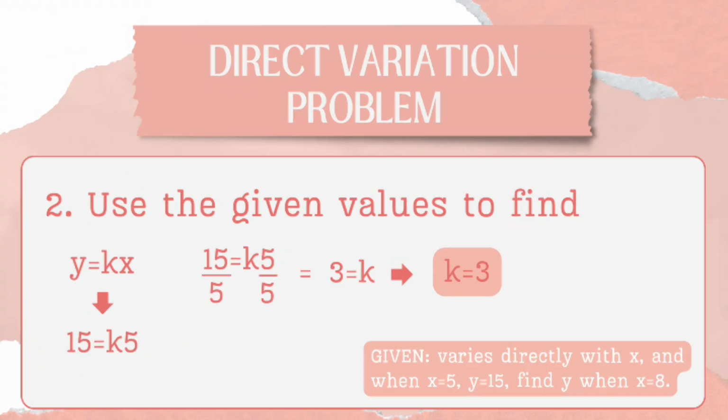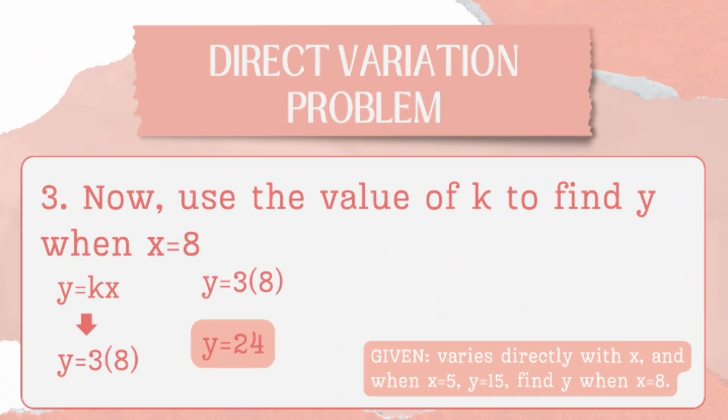Number 2. Use the given values to find k. y equals kx turns into 15 equals k times 5. Ang i-o-over natin ay yung value ng x, which is 5. So, 5 divided by 5 cancels. 15 divided by 5 is 3. So, ang k natin is 3.